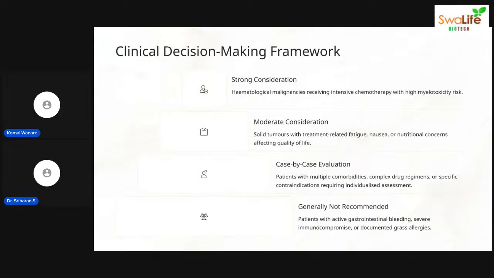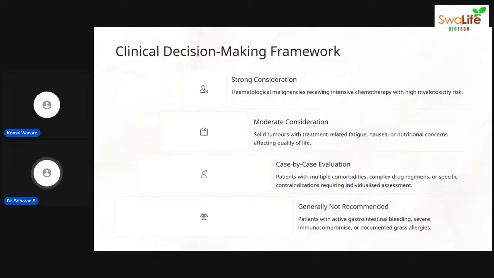Based upon that, we give the clinical decision-making framework: whether wheatgrass should be strongly recommended, moderately recommended, given by case-by-case evaluation, or generally not recommended. Strongly recommended: as you may know, hematological studies are mostly used in breast cancer, so a strong recommendation takes place. Moderate consideration is due to some oxidative stress while giving wheatgrass, and it may alter immunosuppression. Likewise, for radiation therapy patients, we consider moderate.